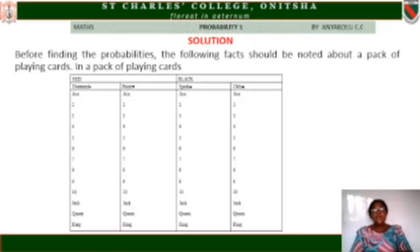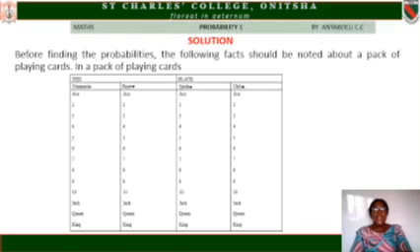Solution: before finding the probability, the following facts should be noted about a pack of playing cards. In a pack of playing cards, we have 2 colors, red and black. Under the red color, the diamond and hearts are red in color. Spades and club are black in color.